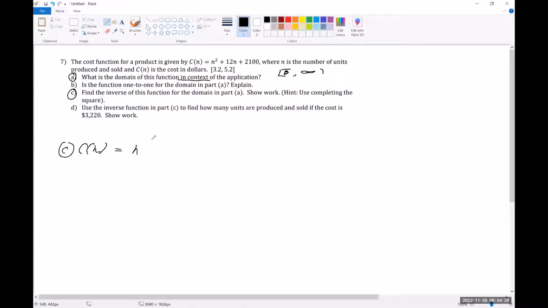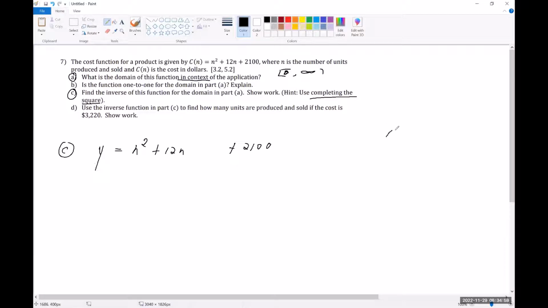I'm looking for the inverse. So I'm actually gonna call this a y for now. So let me go ahead and just erase that. It's just easier, I think, if we do that for now. So I'm just gonna write it as a y, and then it's n squared plus 12n plus 2100. And it gives you the hint of completing the square.